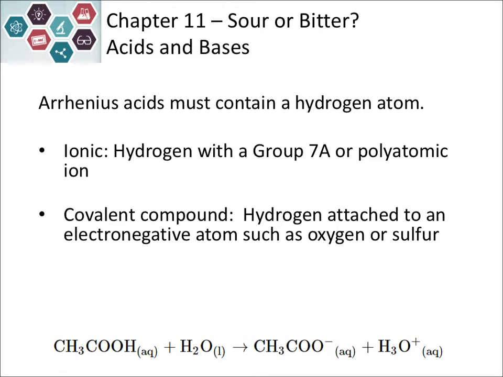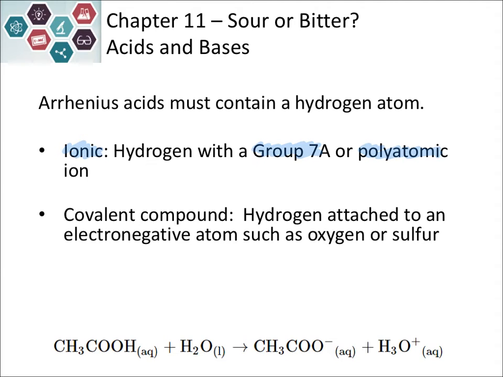To determine if something is an Arrhenius acid just by looking at the formula, it must have a hydrogen atom in the formula. And we talked about whether something is ionic or covalent back in chapter 5 at the very end. And we said hydrogen is a little strange because it could act as a metal if it was with certain things and a non-metal if it was with others. And we said when hydrogen was with something from group 7 or a polyatomic ion, we wanted to consider it ionic. And this is why.